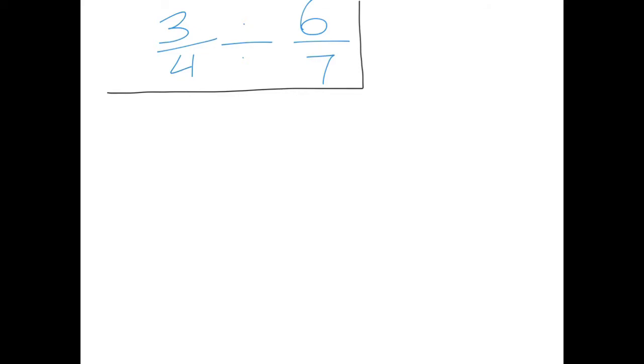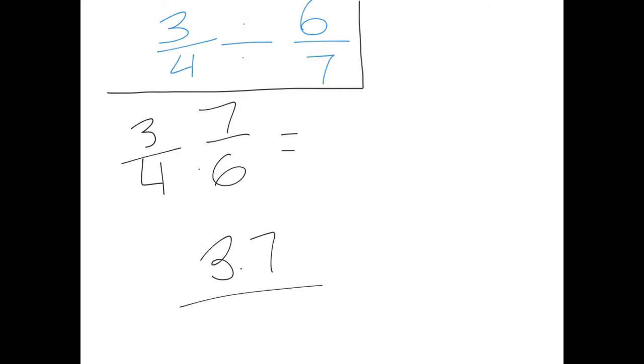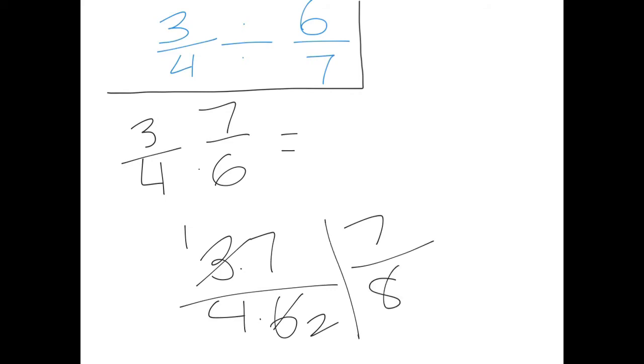So first, we are going to rewrite the problem. So we're going to have to do 3/4 is going to stay the same. We're going to switch the divide sign to the multiply sign and switch 6/7 to 7/6. So that will make it easier on us. So this is going to equal 3 times 7 and 4 times 6. You can cross cancel. 3 can go into 6 2 times and change that to a 1. 1 times 7 is 7. 4 times 2 is 8. So your answer is going to be 7/8.